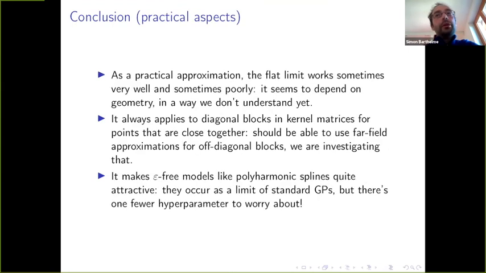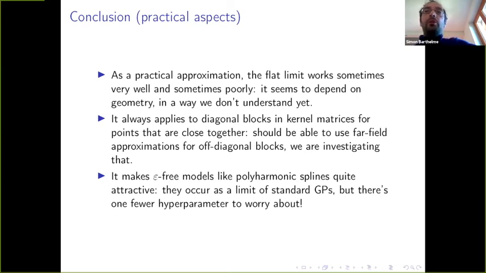Now, I guess a lot of you would be interested in practical aspects as well. And that's something we haven't investigated enough. So what I can tell you so far is that as a practical approximation, the flat limit sometimes works very well and sometimes poorly. I mean, it always works in the sense that if epsilon is small enough, you'll get there, but how fast you get there varies. And it varies according to the geometry of the data points and the Taylor expansion of the kernel in ways that I don't really know how to handle yet. So there's more work needed there.